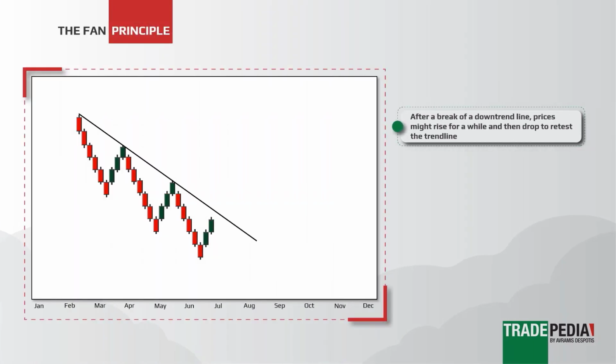After a break of a downtrend line, prices might rise for a while and then drop to retest the trend line, which serves now as a support zone.